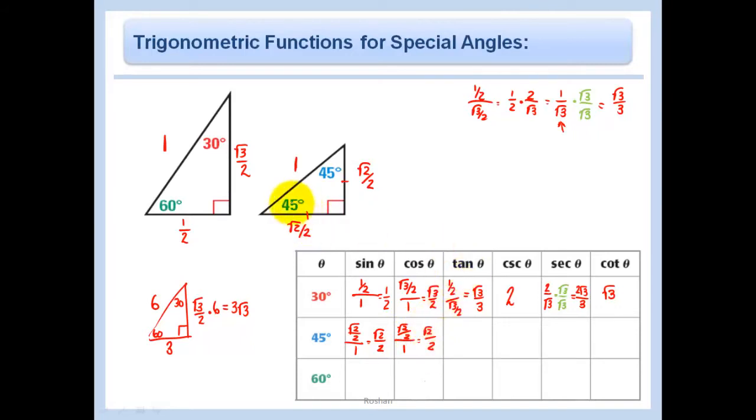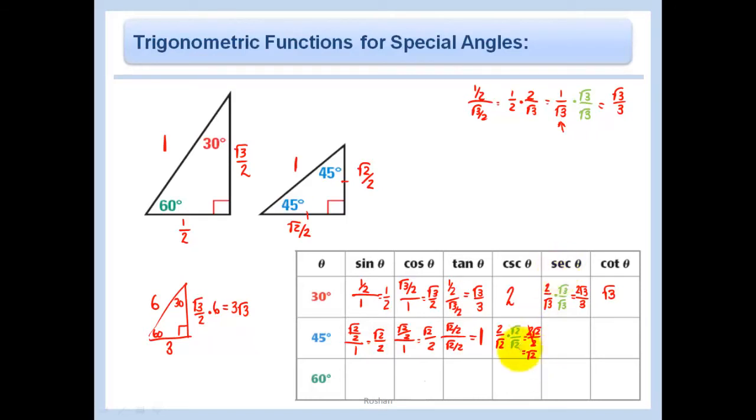The tangent is just going to be root 2 over 2 over root 2 over 2. Anything over itself, of course, is just 1. Now I'm just going to flip all these things, so I get 2 over root 2. I do need to rationalize this. So I get 2 root 2 over 2, which simplifies down to just root 2.